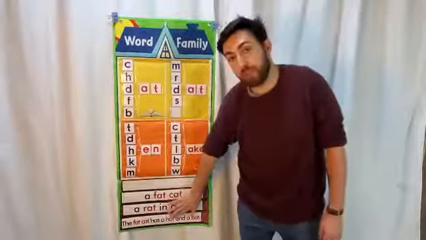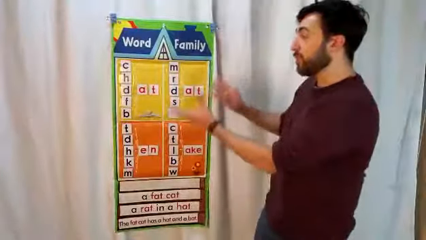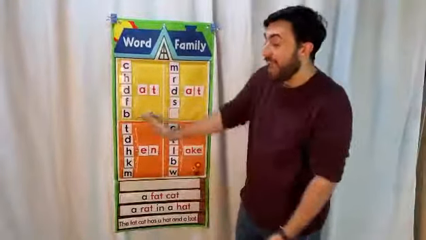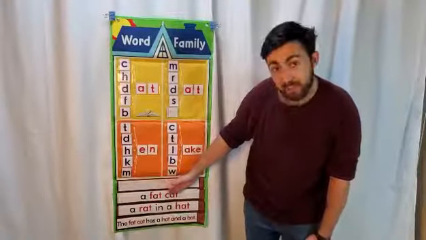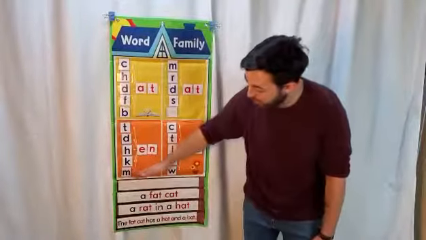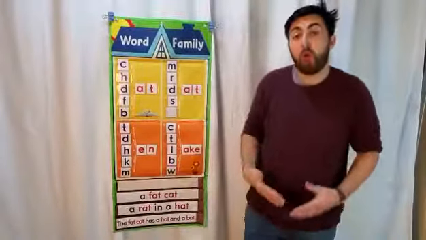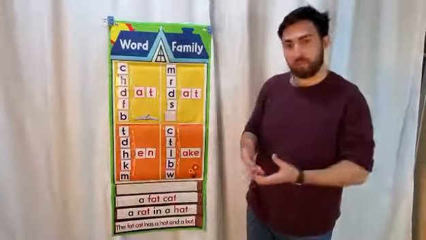The last part over here is a great way to get the students to create their own sentences using the phonics that they've learned today and previously learned. For example, we have a fat cat, a rat in a hat. And over here gives you an opportunity, along with your students, to create your own. It really teaches them the comprehensiveness of the lesson.